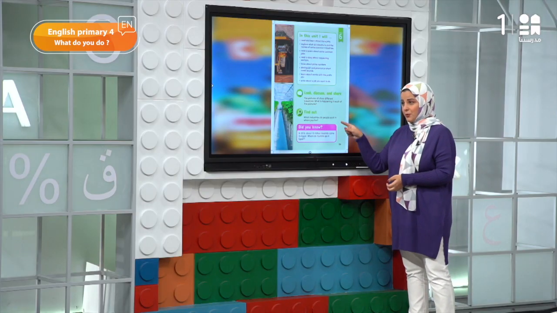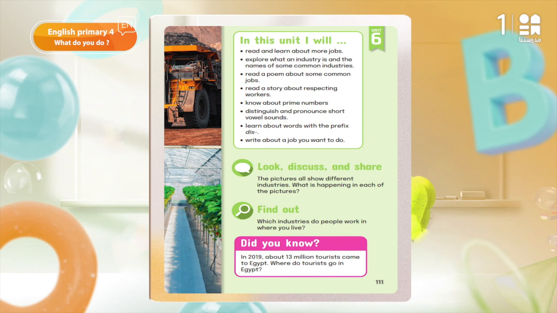In the find out part, we have the question: Which industries do people work in where you live? إيه الصناعات اللي موجودة في المكان اللي انتوا قاعدين فيه؟ You can use the internet to help you to answer this question or school resources. ممكن نستخدم كتب أو ممكن نستخدم الإنترنت علشان نقدر نجاوب على سؤال find out.